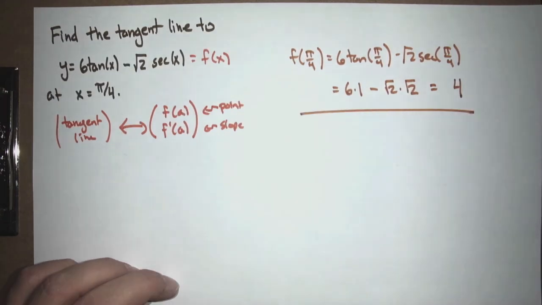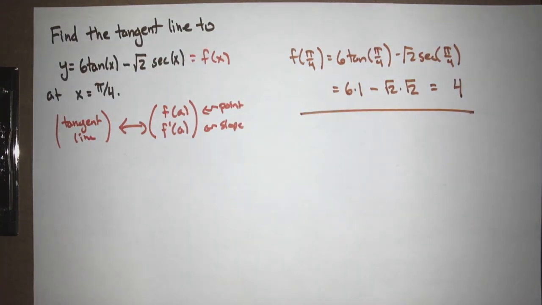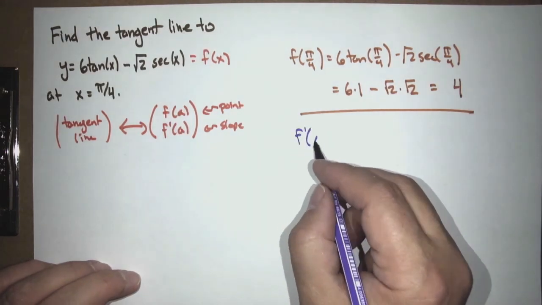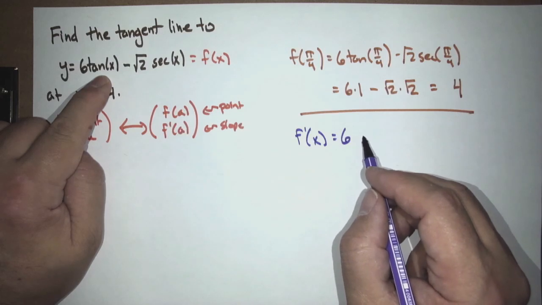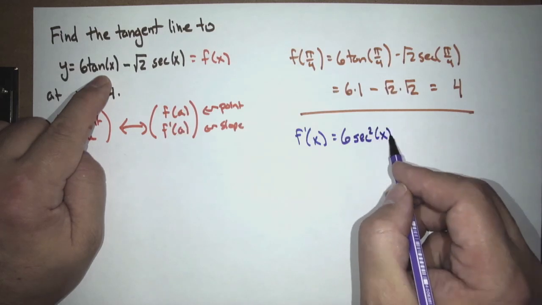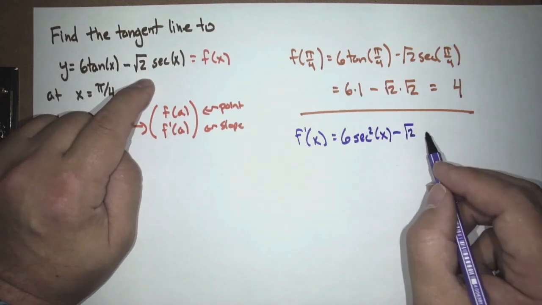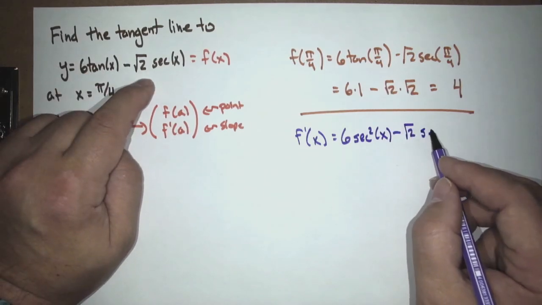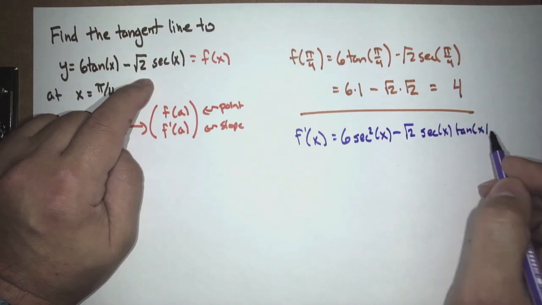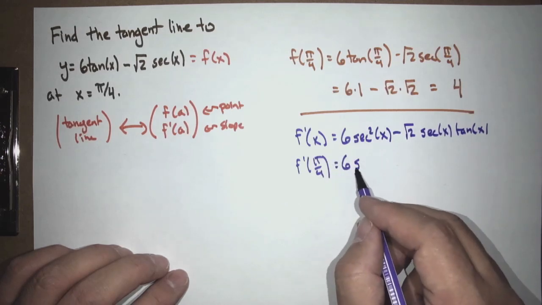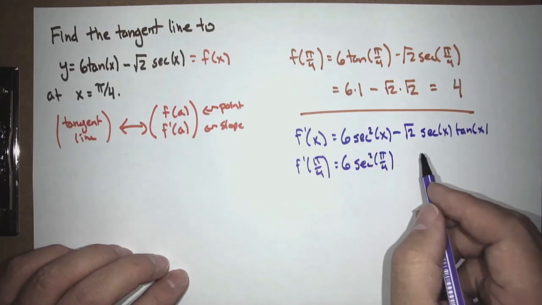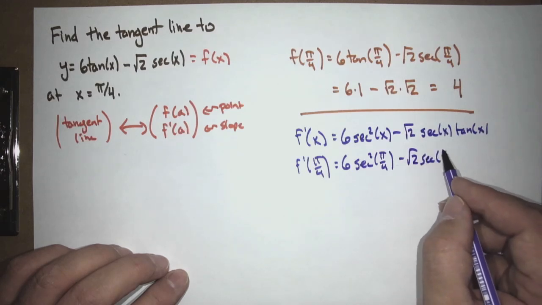Next, we are after the slope. What do you need to take the slope? Derivative. So our next step is, let's take a derivative. No problem. We're good at that. The 6 just comes along for the ride. Derivative of tangent: secant squared. Very good. Minus square root of 2, derivative of secant: secant tangent. Great. We're going to plug in pi fourths. So we're going to get 6 secant squared of pi fourths minus root 2 secant of pi fourths tangent of pi fourths.